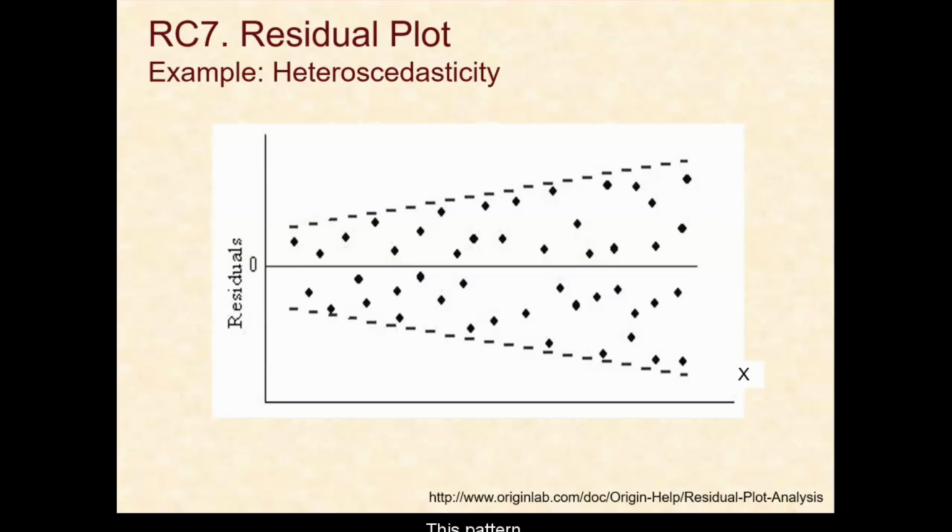This pattern where the standard deviation clearly and systematically changes with the predictor is called heteroscedasticity. This is in contrast to our assumption of an equal standard deviation moving from left to right, which is called homoscedasticity. Again, this is a type of residual plot suggesting a violation of an assumption about the error term epsilon.